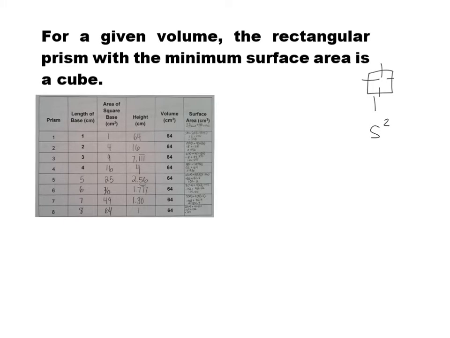Similarly, if the length of the base is 2, then the area of the base is going to be 4 centimeters squared, because 2 squared equals 4 centimeters squared. And a length of the base of 3 is going to give us an area of 9 centimeters squared, and so on. You can go throughout here and you will see that the length of the base is squared, and that gives us the area of the square base.